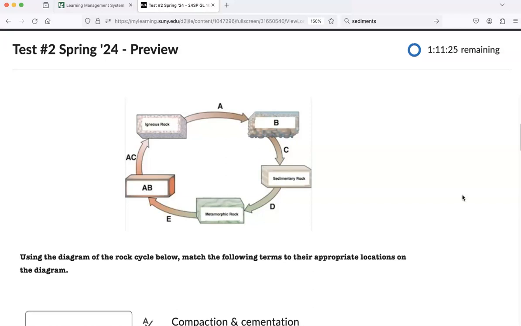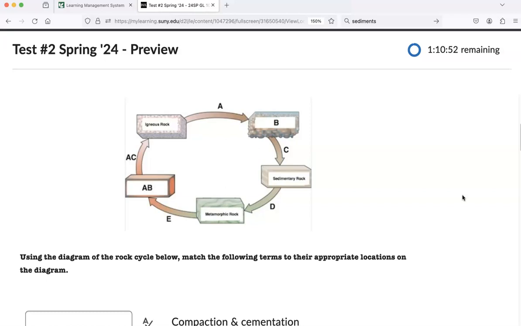You are also at the surface at this point. Remember I talked about this invisible dashed line that kind of cuts diagonally through there from, like, say, 11 o'clock to 5 o'clock if this were a clock face. And anything to the right of that dashed line is a surface process. Anything to the left of that dashed line is a subsurface process. So we're at the surface now where weathering and erosion can do their thing. So A is weathering and erosion.